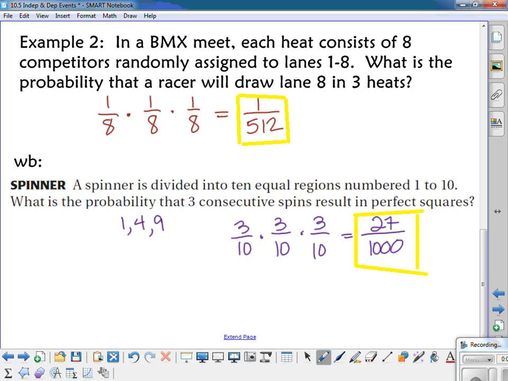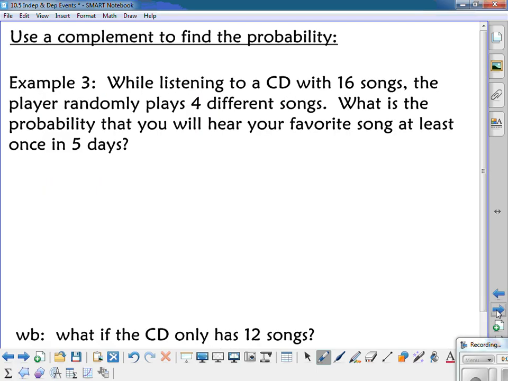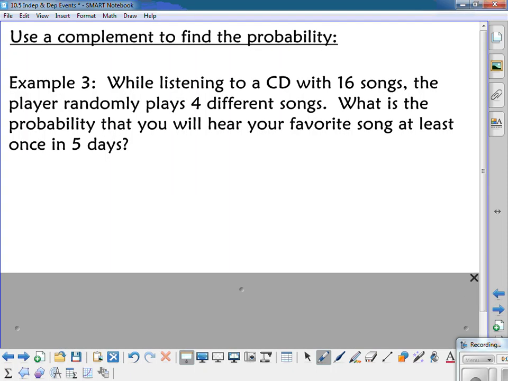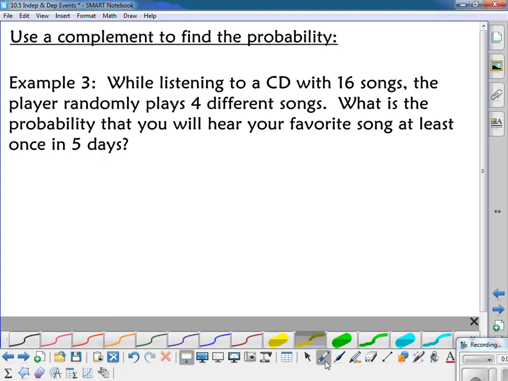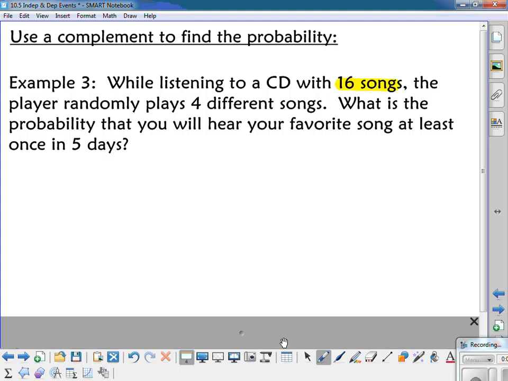All right. So we can use the complement to find probability also, just like we did before. All right, so we're listening to a CD with 16 songs, and it randomly plays 4 different songs. What's the probability you will hear your favorite song at least once in 5 days?